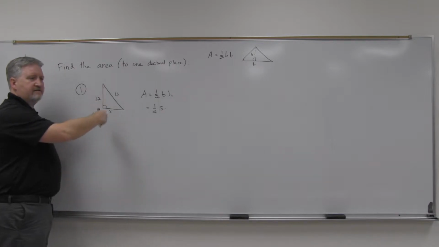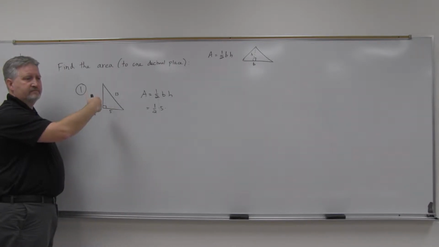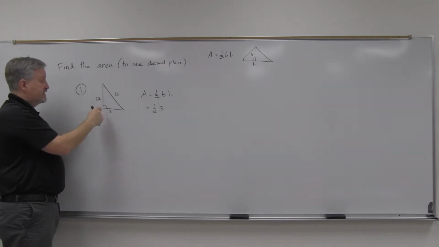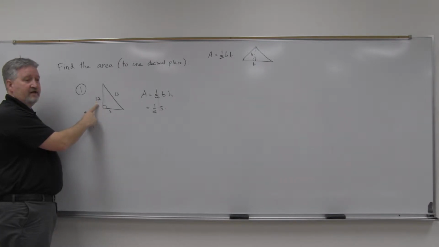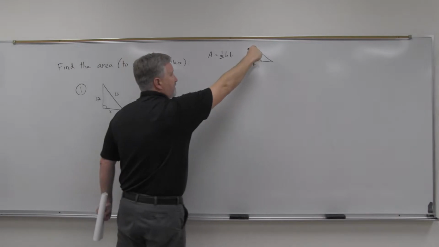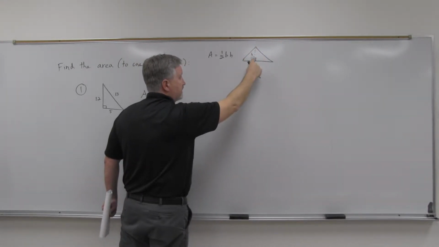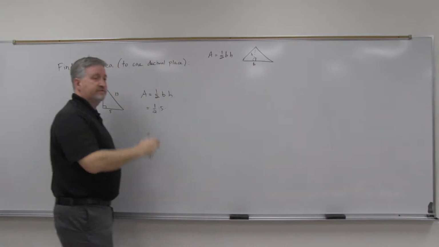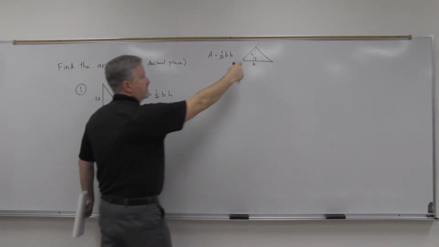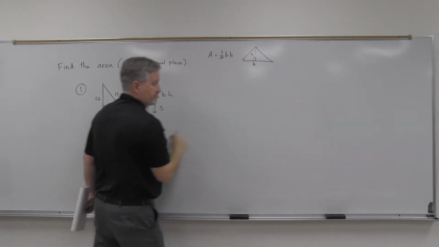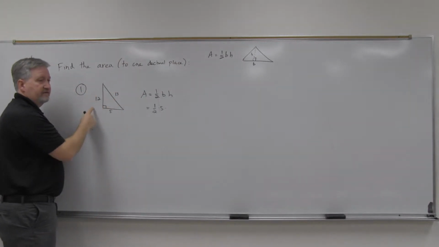But then the height is not on the inside, right? I can just take the height here as this other leg, because the height is just how far it is from the vertex or the corner to the base, and as long as that's a right angle there, that's your height. So in this case, the height is just the 12. You with me there?